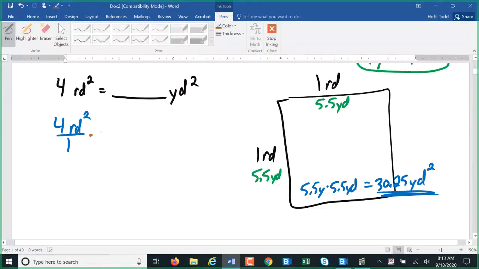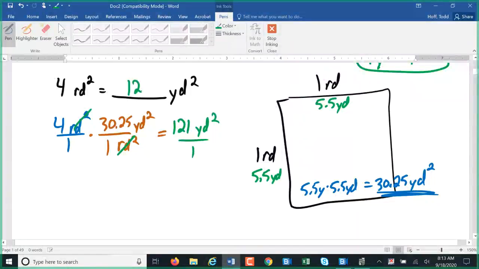So I have 4 square rods. Put it over 1. Put square rods on the bottom here. 1 square rod is 30.25 square yards. The square rods cancel out. 4 times 30.25 is 121 square yards. 1 times 1 is 1, so that's just 121 square yards.